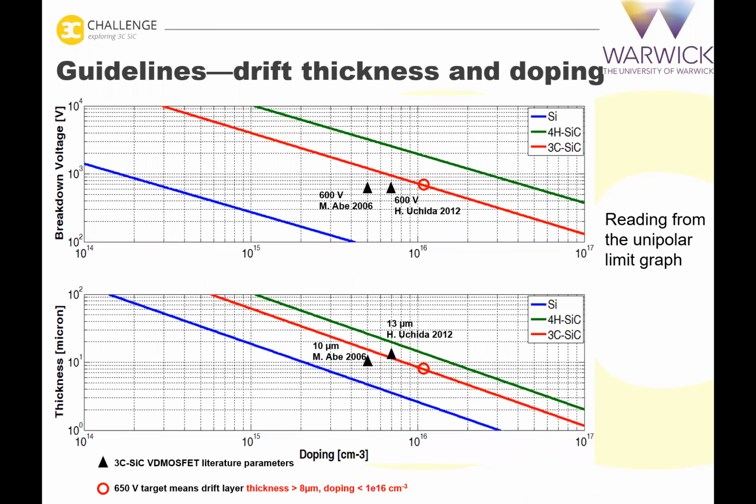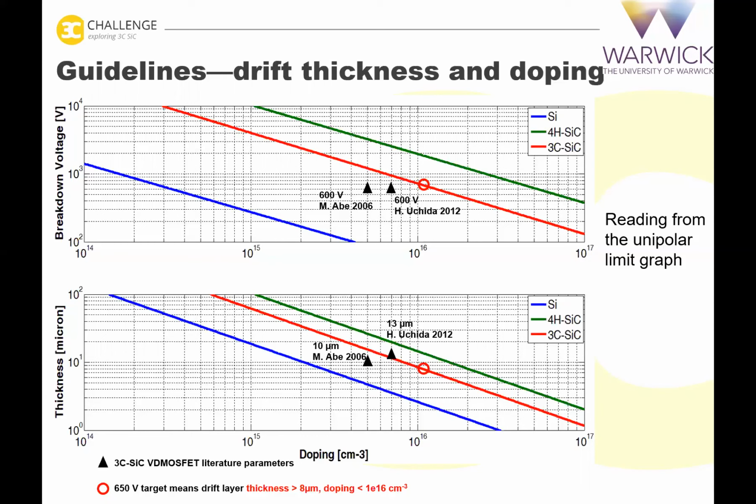So the first thing to do in our MOSFET design is to plot the unipolar limit graph using the impact ionization coefficients we found from literature. And this graph shows the maximum blocking voltage we can achieve for a given drift layer doping, and also the minimum thickness required. There are some literature data points on this graph, so we know that the plot is not far off the reality.